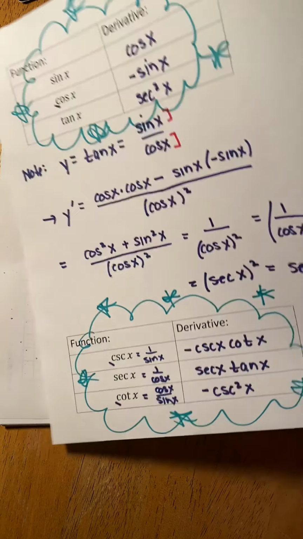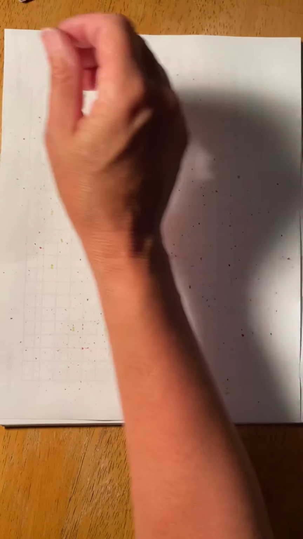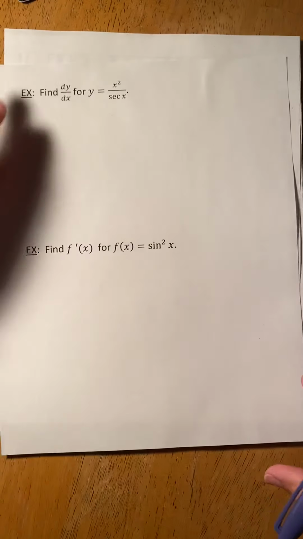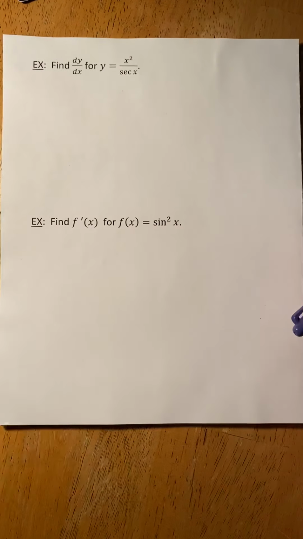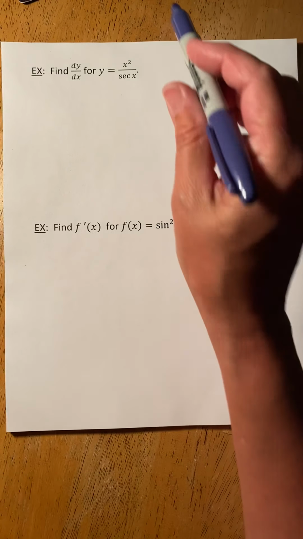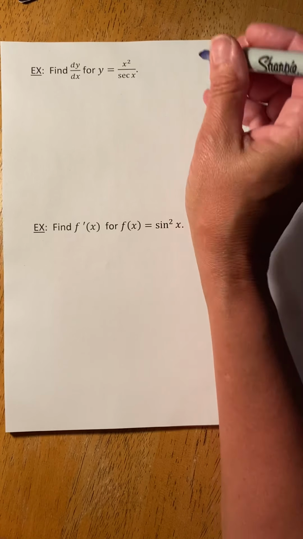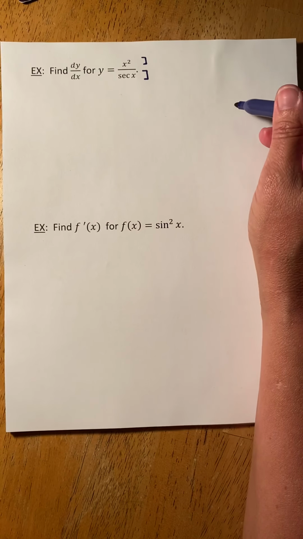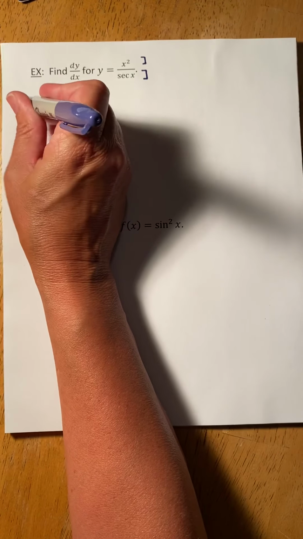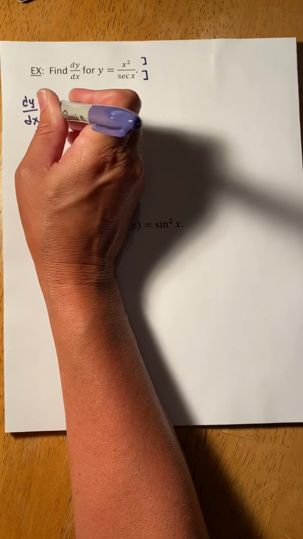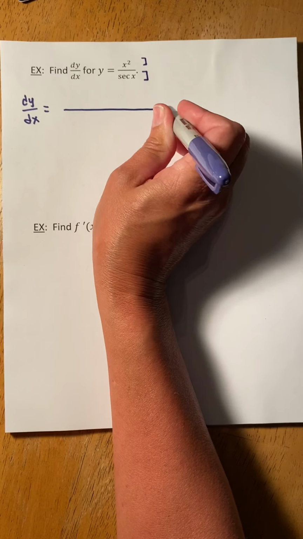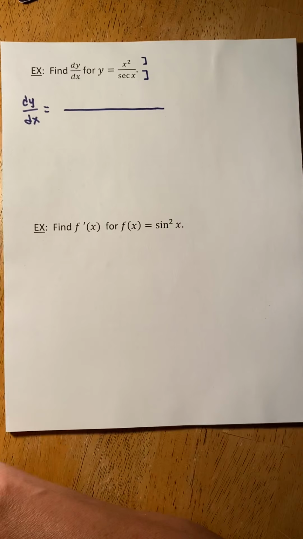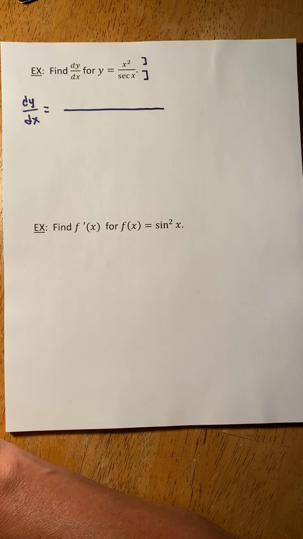All right, so all the rules from 3.1 and 3.2 apply to our trig functions. So let's suppose you were asked to find the derivative of y equals x squared over the secant of x. We have a quotient. There's nothing we can do to simplify this algebraically, so our only option is to use the quotient rule to find this derivative. And the derivative of a quotient is a quotient. Immediately draw your fraction bar.